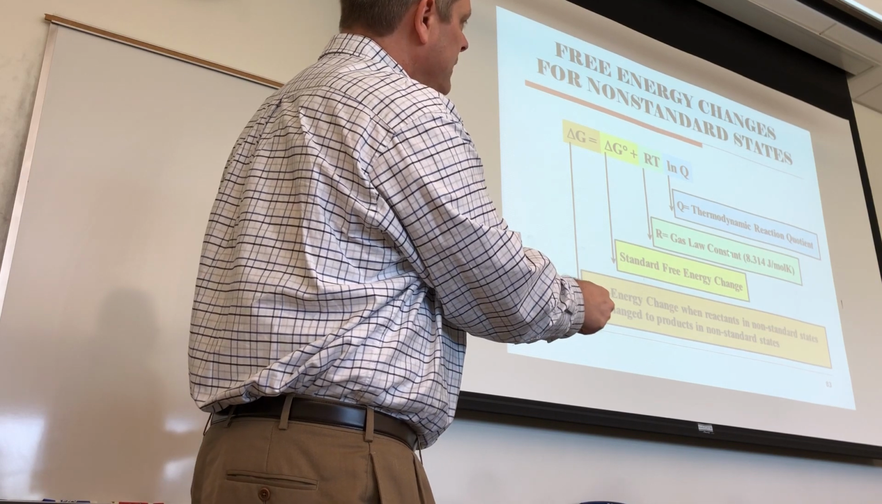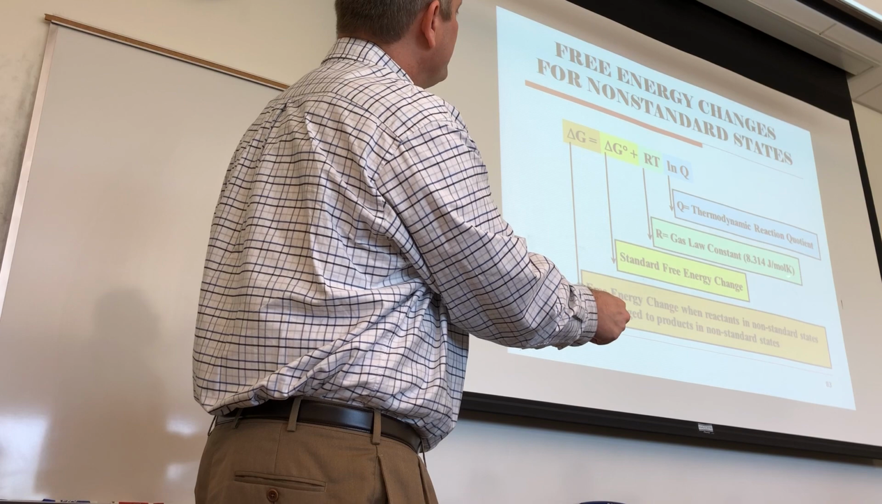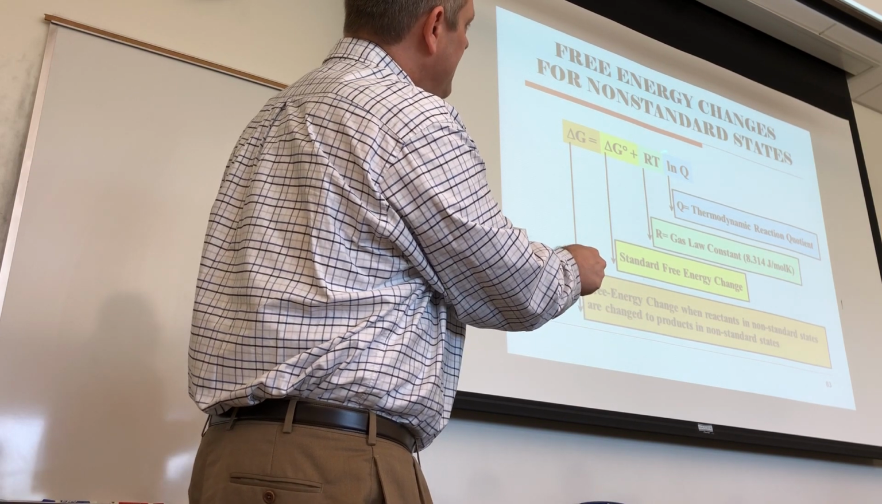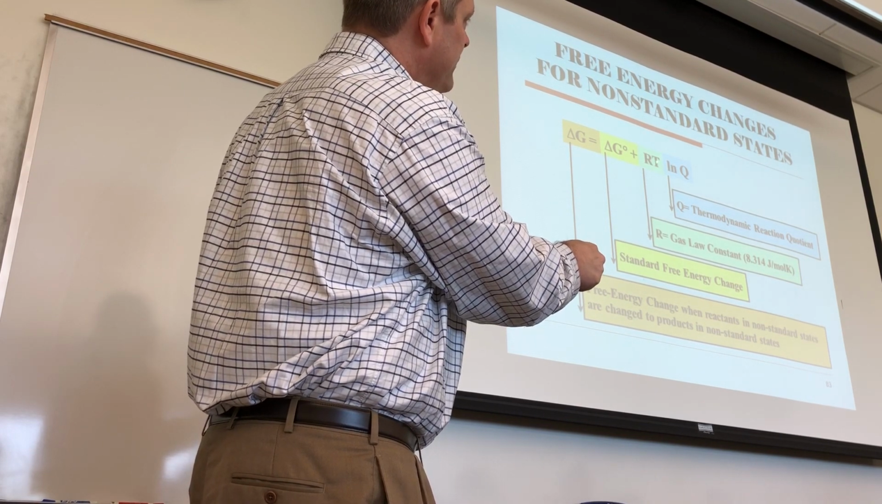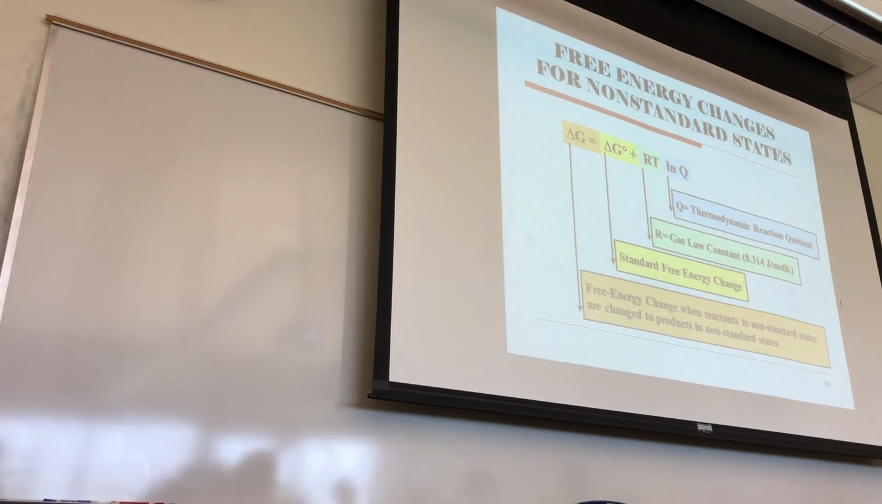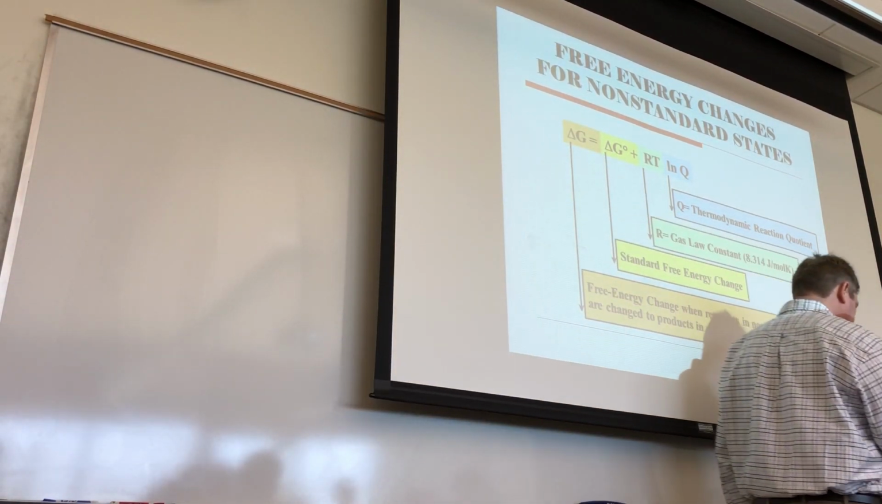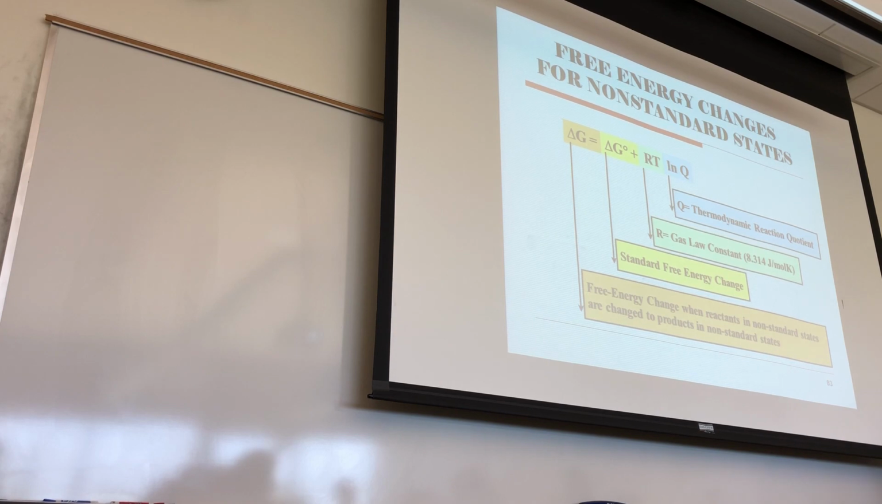R was given as 8.314 joules. Make sure you know that's joules per mole Kelvin. Then temperature, right? And this is also generally at standard state. So if it's at standard state, what would the temperature be? Kelvin? 298. Okay. And what's this term here? Log Q. What was Q? We were introduced to Q.